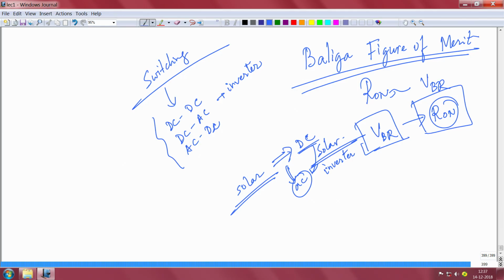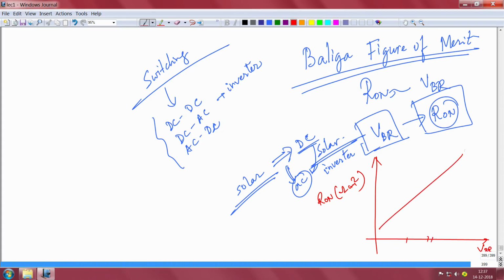So, the Baliga figure of merit can be plotted actually. The way you can plot the Baliga figure of merit is that you plot on resistance, which will be in ohm centimeter square for example, normalized to the area, versus the breakdown voltage.